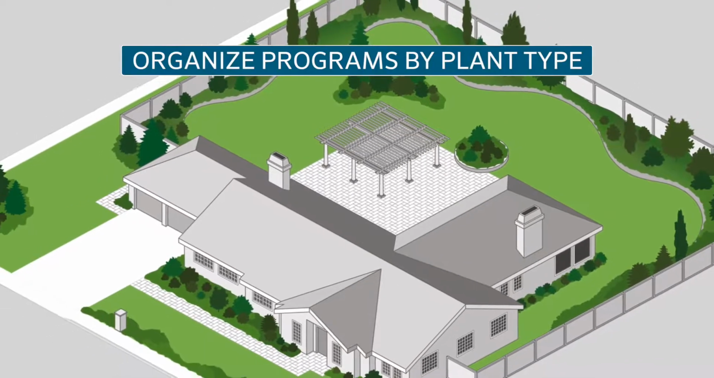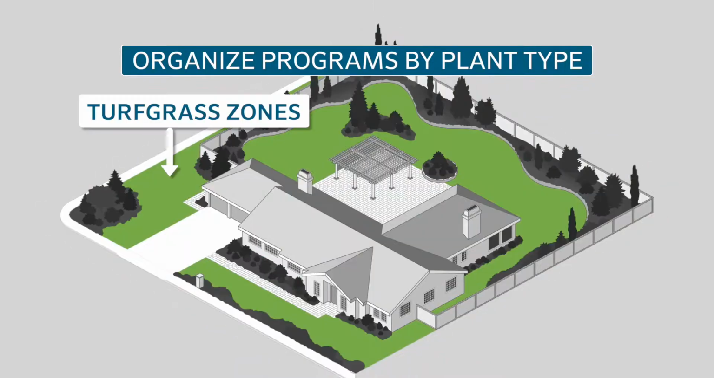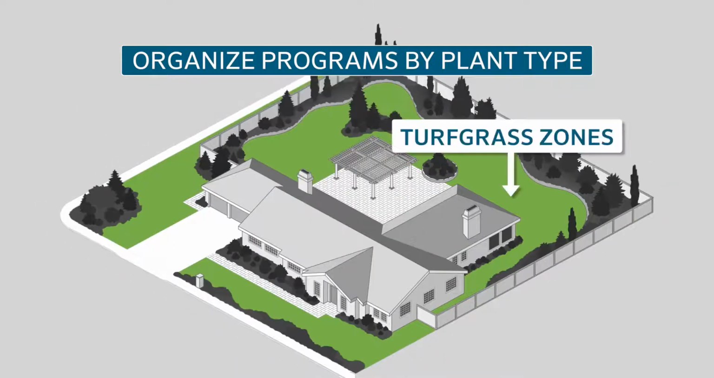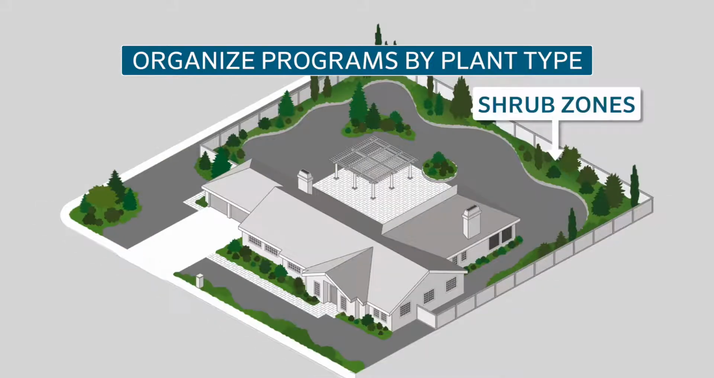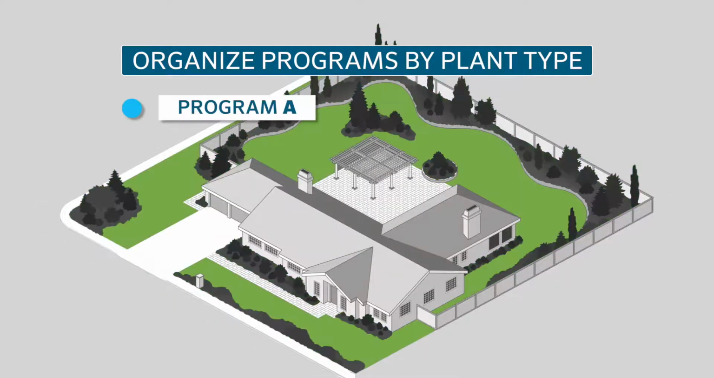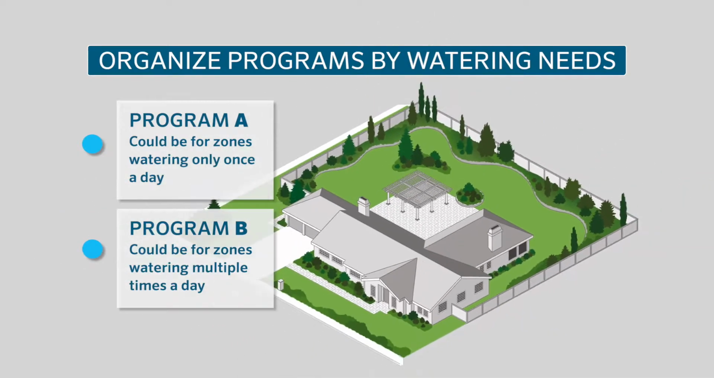The ideal way to use programs is to organize them by plant types. For example, all turf grass zones might have a particular day schedule, but all shrub zones might need less frequent watering. Use program A for turf and program B for shrubs. Another reason to separate stations into programs would be if some zones need to be watered only once a day and other zones need to be watered multiple times a day.